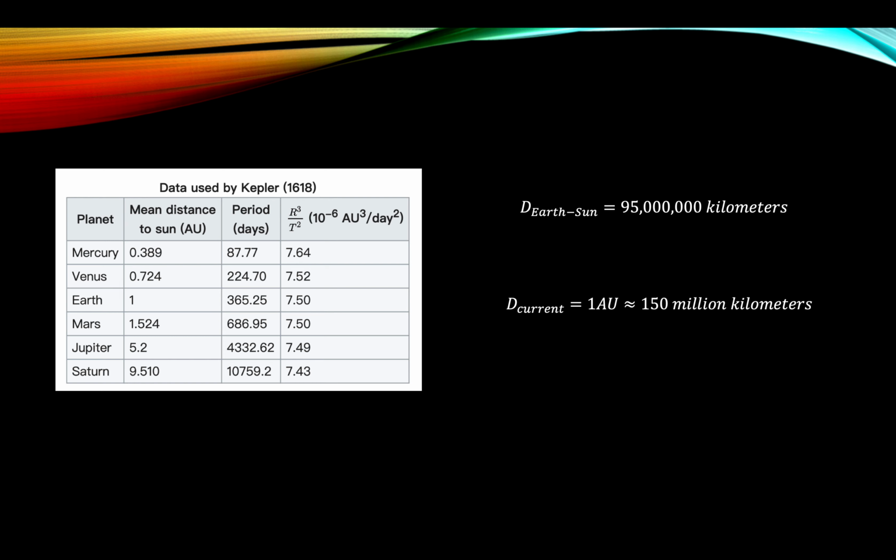And the current distance between the Sun and our Earth is 1 AU, which is called 1 astronomical unit, like here, and nearly equals 150 million kilometers. And in astronomy, we just call it 1 AU.